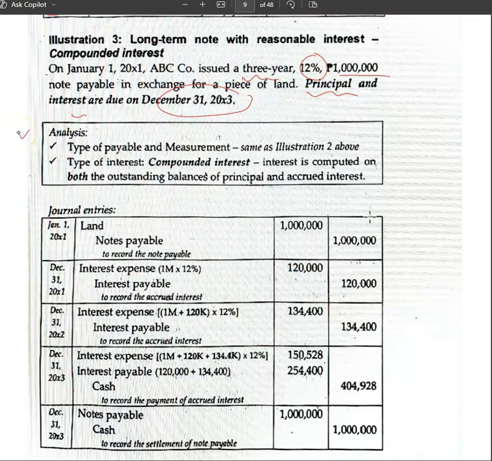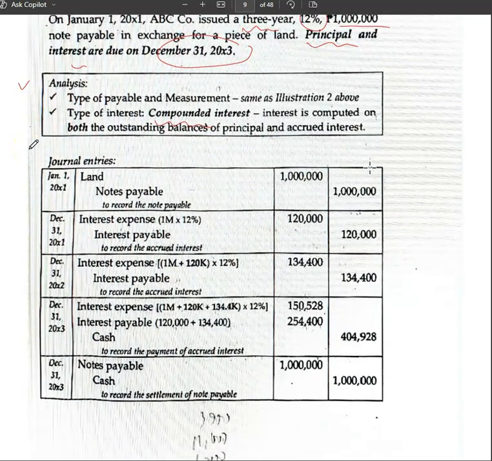Type of payable and measurement, same as illustration 2. We assume again that this stated interest is in line with the market value, so it's reasonable. Therefore, the face value we can use as the initial measurement for these notes payable or promissory note. Type of interest, this is compounded, unlike the previous one, which is what we call simple interest computation.